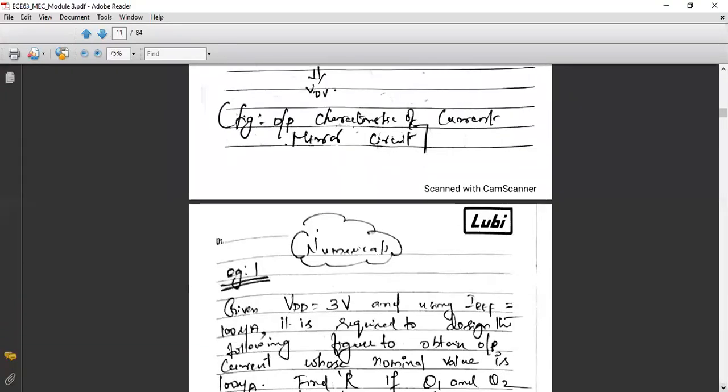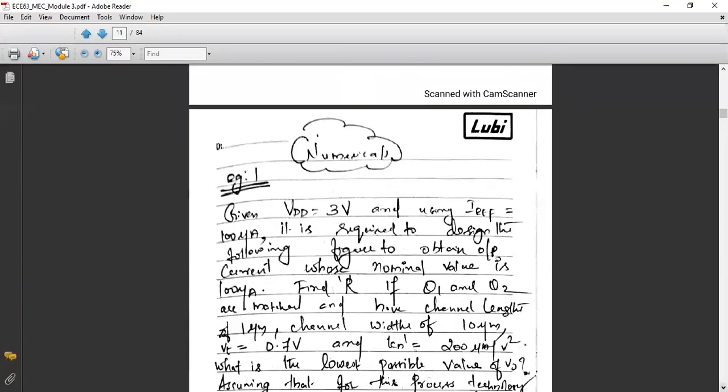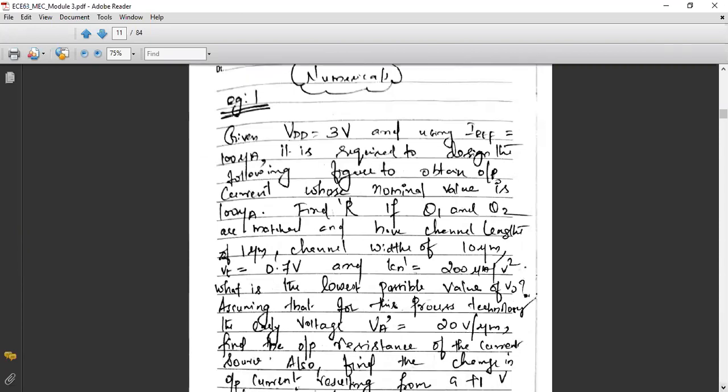Now, based upon this, we will proceed with this particular problem. Kindly go through this problem. Given VDD is equal to 3 volt, here you have the supply voltage equal to 3 volt and the reference current is given as 100 microampere. It is required to design the following figure. Means you have been given a circuit and you need to design it to obtain an output current whose nominal value is 100 microampere.